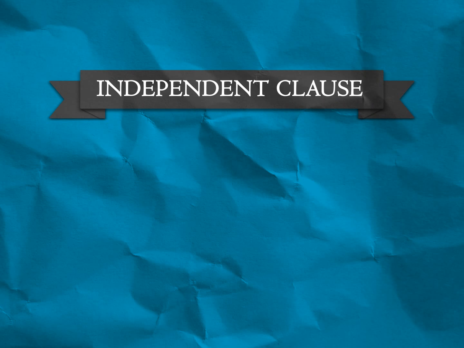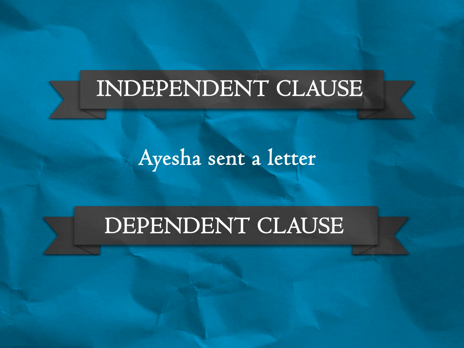So let's begin constructing our complex sentence. First, we need an independent clause. We will use "Aisha sent a letter." This is a complete thought and can stand alone. We will also need a dependent clause. We will use "she forgot to use a stamp." This is a dependent clause because it doesn't make sense on its own.